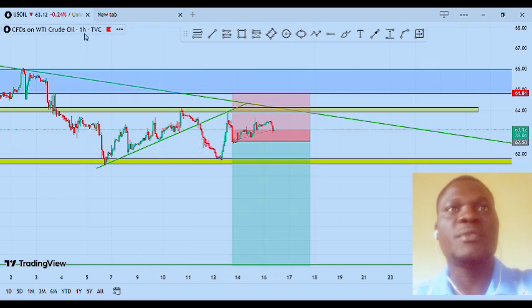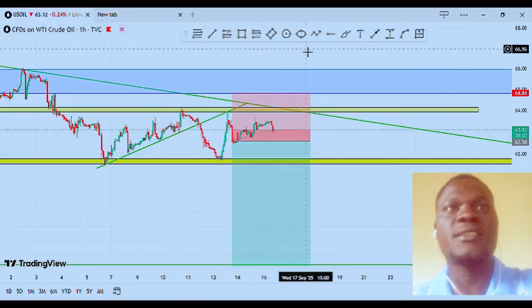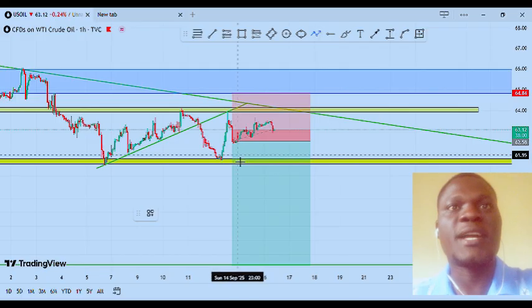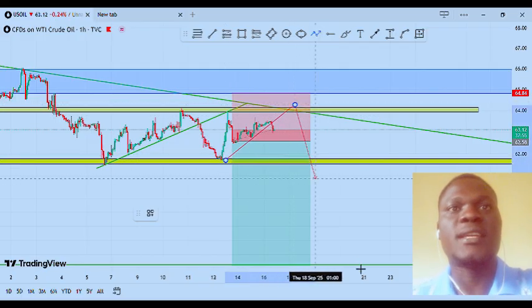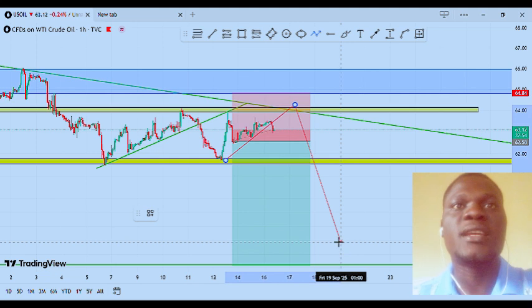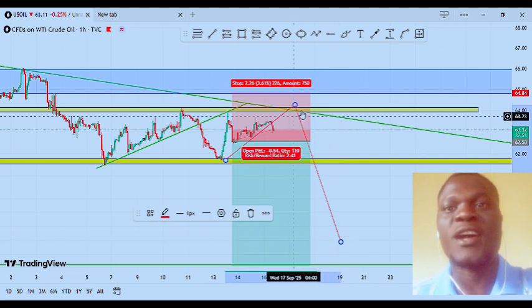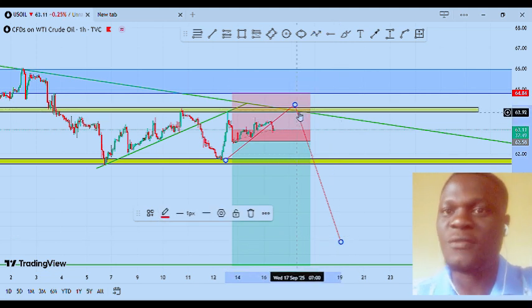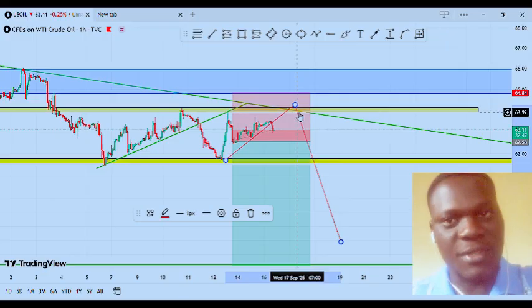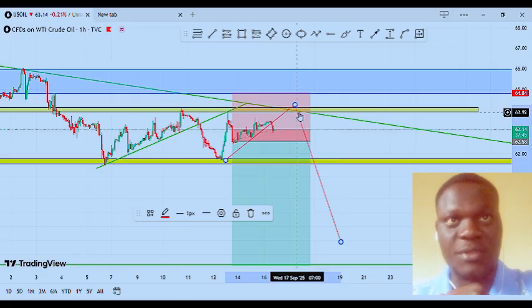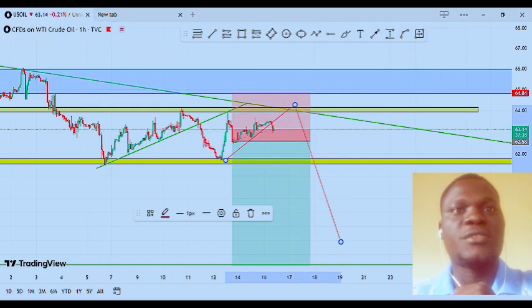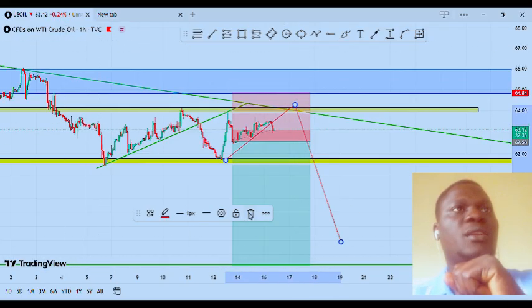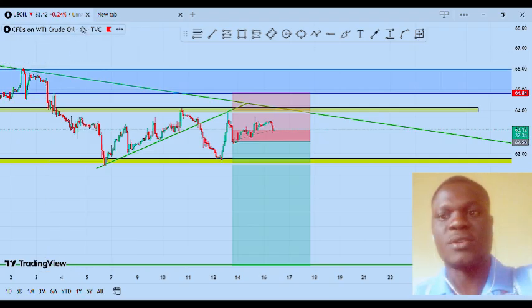But if we retrace back into this area, and I see a close of a 4 hours engulfing candlestick at this confluence area, I will still be opening more position. That is it for the US oil market. The overall trend is bearish, so we are still holding on to our position.